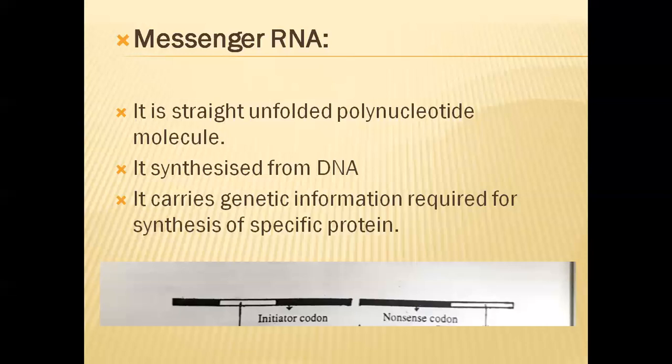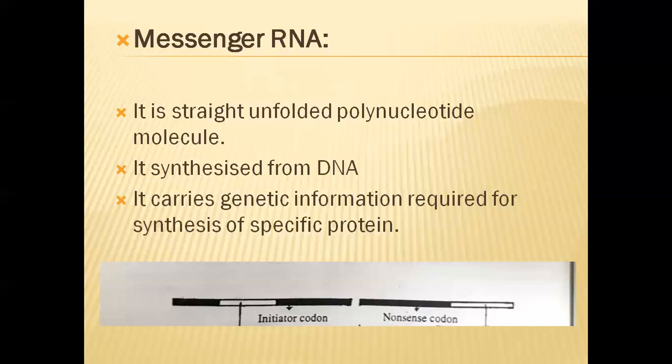In these 64 codons, AUG or GUG are the initiator codons. That means the translation starts from this codon. That's why AUG or GUG codons are called initiator codons.